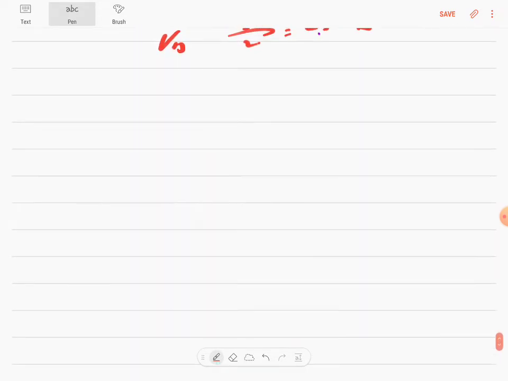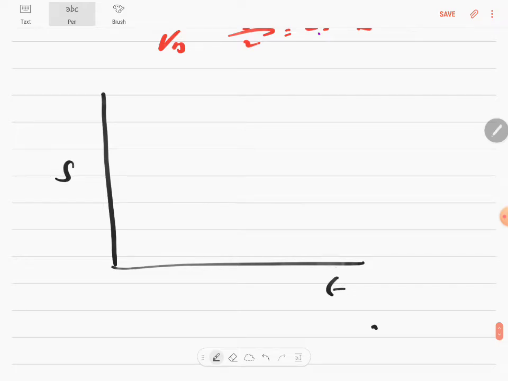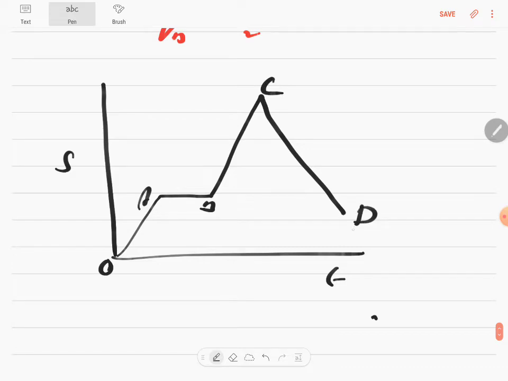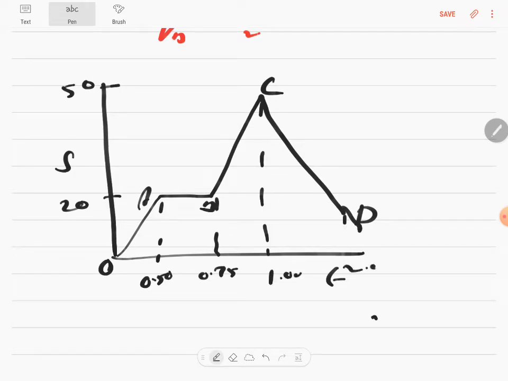Every school question paper will have this question, where it is a speed time graph. The graph is like this, like this, like this. So this is O, this is A, this is B, this is C, and this is D. And this is a speed time graph. They have given this to be 20. They have given this to be 50. They have given this to be 0.50, the point where A corresponds, where B corresponds is 0.75, and this itself is 1, and this itself is 2.